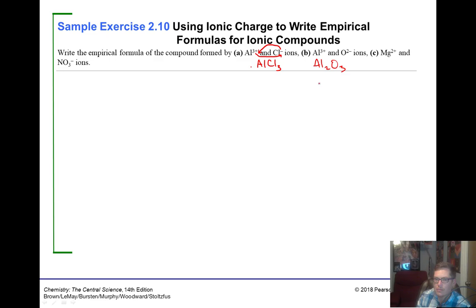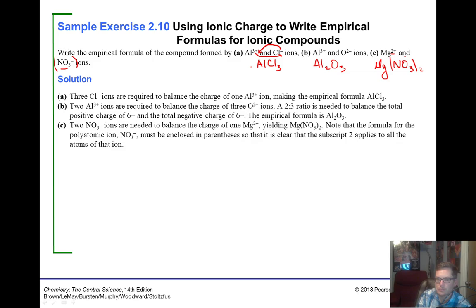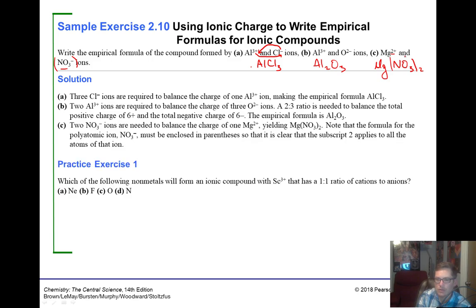Then this last one, we have magnesium and nitrate. This becomes Mg and then NO3, but we need 2 of them, so we put parentheses, because we don't just need 2 sets of the 3 oxygens, we need 2 sets of all of this. So ask yourself, how many of each of these do I have? I've got 2 nitrogens and 6 oxygens in here. You can read through that on your own. Cool?